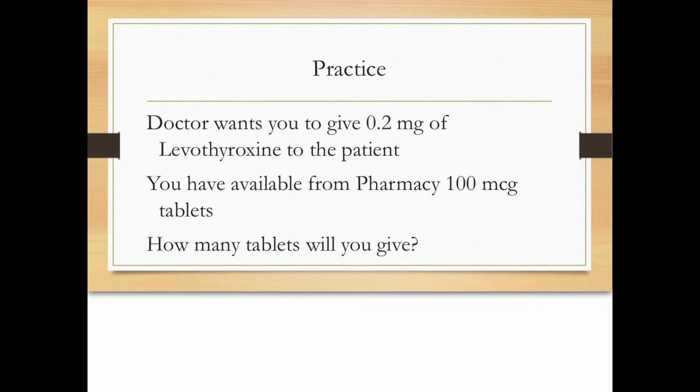So let's practice. The doctor has ordered 0.2 milligrams of levothyroxine, a medication for the thyroid, and the pharmacy has available 100 micrograms. Notice how the two units of measurement are not the same, and therefore you'll need to do conversion. Pause the screen, set up your dimensional analysis question, and try to solve for the number of tablets you will administer. When you're done, bring your answer to class and we can discuss it.